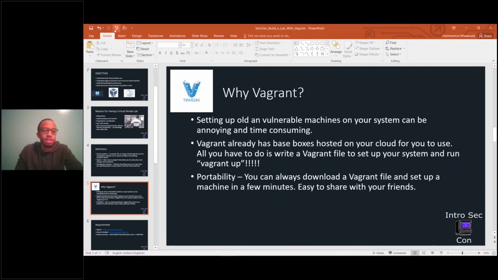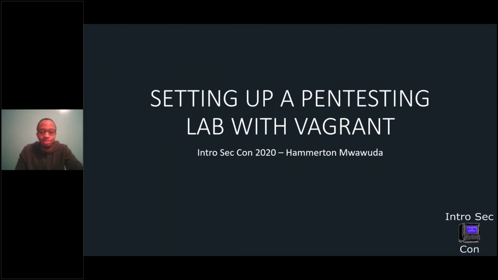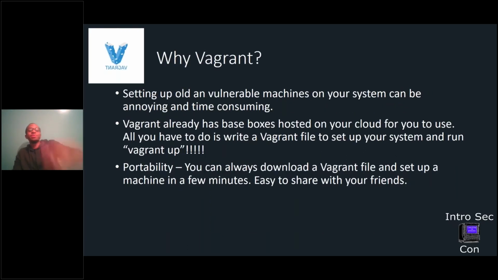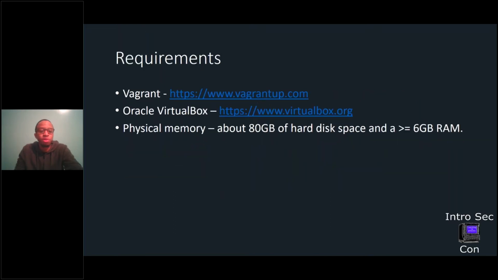I have to do it. This is annoying. So, portability. You can always download a Vagrant file and set up a machine in a few minutes. It's just a simple file. I'll show you later. And you can easily share it with your friends. Though I know you can also easily share images, you don't have to carry around your hard disk to share the setup you have.